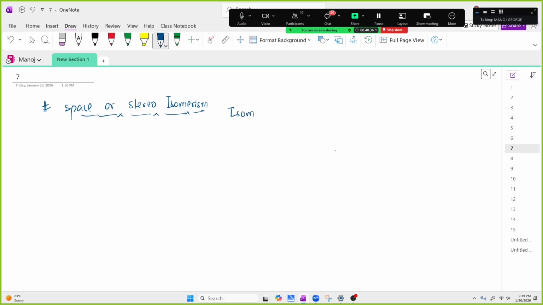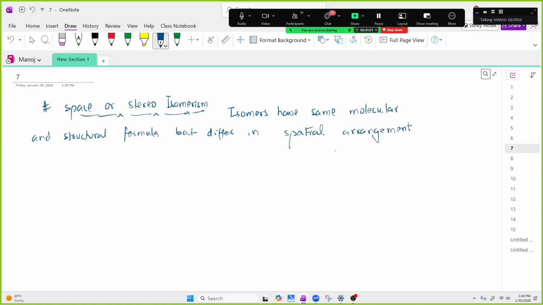When we say space or stereoisomerism, these isomers have the same molecular formula. Not only molecular formula, they have the same molecular and structural formula also. But they differ in spatial arrangement. What that means is how the atoms are arranged in space. This is a very simplified way. So we are talking with respect to 3D, 3 dimensions now, not 2 dimensions. Structural isomerism is everything in terms of 2D. Space isomerism is everything in terms of 3D.